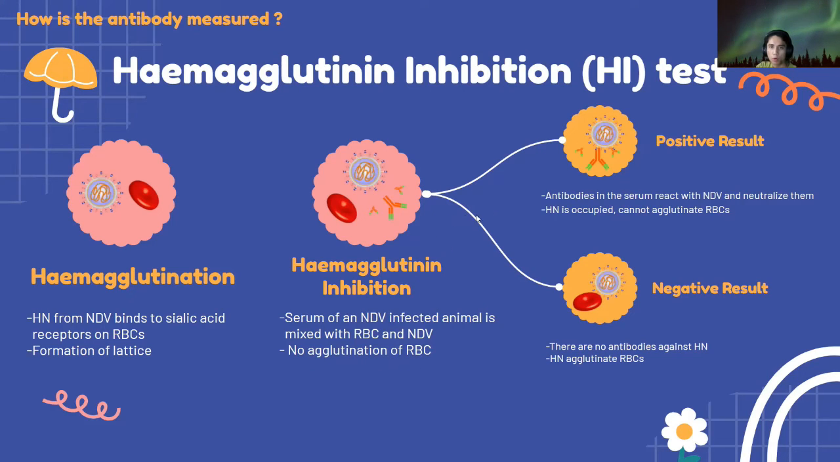So basically, for the positive results, the antibodies in the serum react with Newcastle disease virus and neutralize them. Where the HN is occupied, it cannot agglutinate the red blood cells. For the negative results, there is no antibody against the HN, thus the HN agglutinates the RBCs.